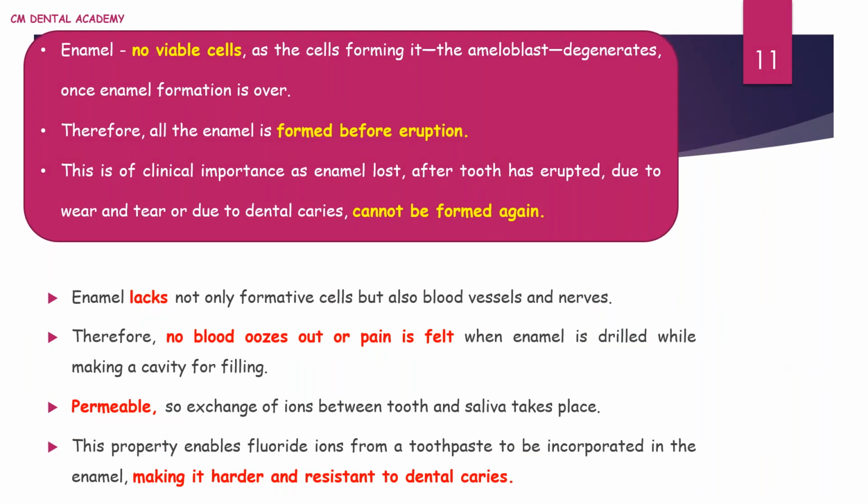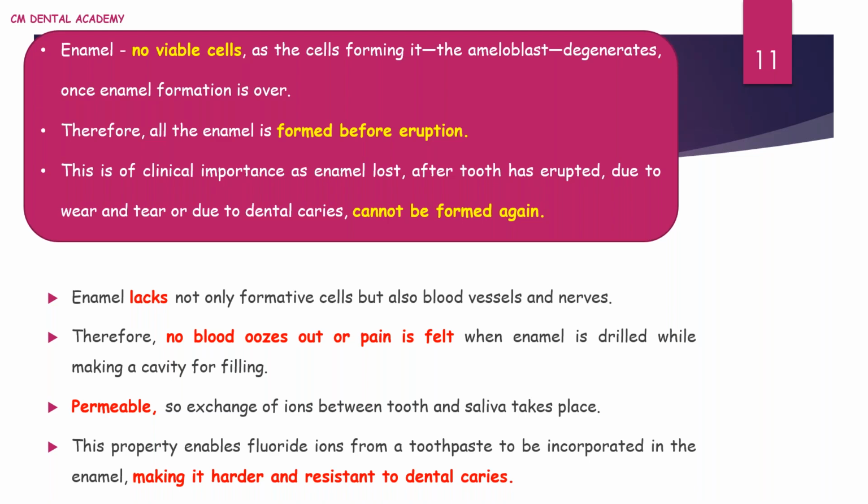Enamel does not have any viable cells, which means once the complete thickness of enamel is formed, the enamel forming cells, the ameloblast cells, degenerate. So what will happen? The cells forming the enamel degenerate. Once formed, enamel is for the lifetime. There is no further formation of the enamel throughout life. This is of clinical importance, as enamel is lost after the tooth has erupted into the oral cavity and if it undergoes any trauma or dental decay or any age-related changes, the enamel cannot be formed again.